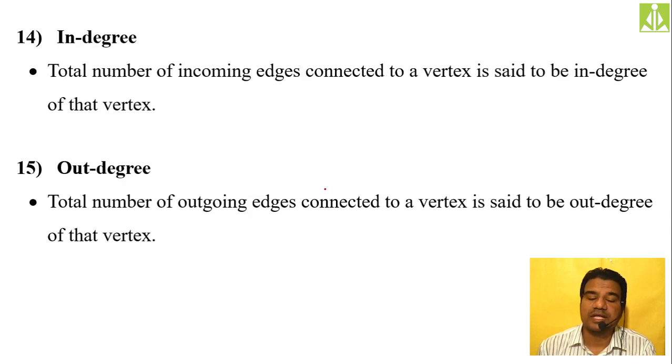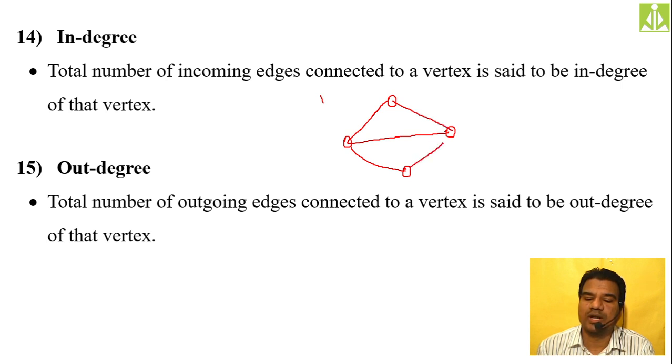Hopefully you understood. Then in degree, if it is a directed graph, all incoming edges count. Counting all incoming edges will give you what we call the in degree. Only incoming edges we have to count, and that will become the in degree of a particular vertex.